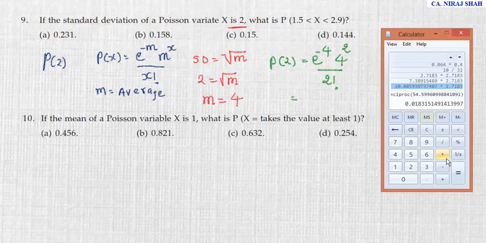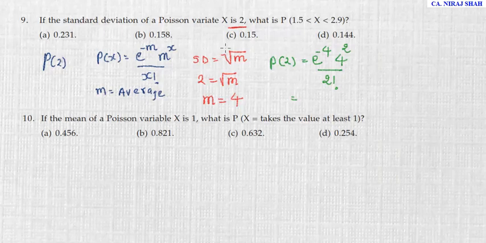0.01831. You multiply it by 4 square, which is 16, and you divide your answer by 2 factorial, which is 2. So our final answer is 0.1465. Now in our solution 0.15 is given, so we can round the figure to 2 digits, so it is 0.15. So our answer is 0.15 in this case.